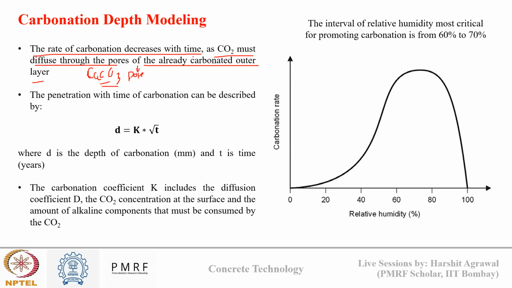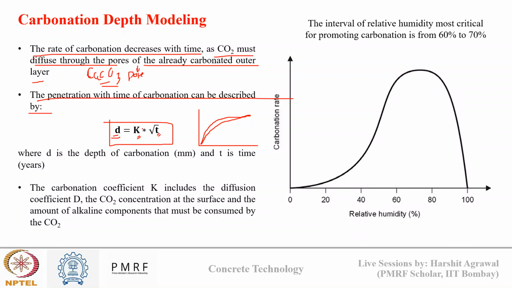So over time the rate of carbonation decreases, and the rate at which CO2 is moving through concrete is generally represented by this equation: D equals K under root of T. D here is the depth of carbonation, K is the carbonation coefficient, and T is the time. So it follows such a square root relation. Over time the rate at which CO2 is moving through concrete will slow down.